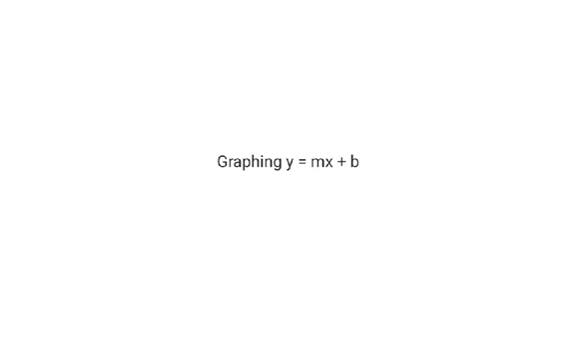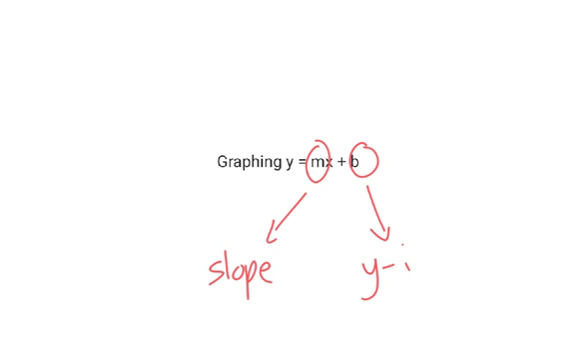In today's lesson, we'll be learning how to graph the slope-intercept form of a line, which is y equals mx plus b. As mentioned in our previous lessons, m represents slope, while b represents the y-intercept. Previously, you knew slope as the rate of change, and you knew the y-intercept as the initial value. The y variable represents the dependent variable, while the x variable represents the independent variable.